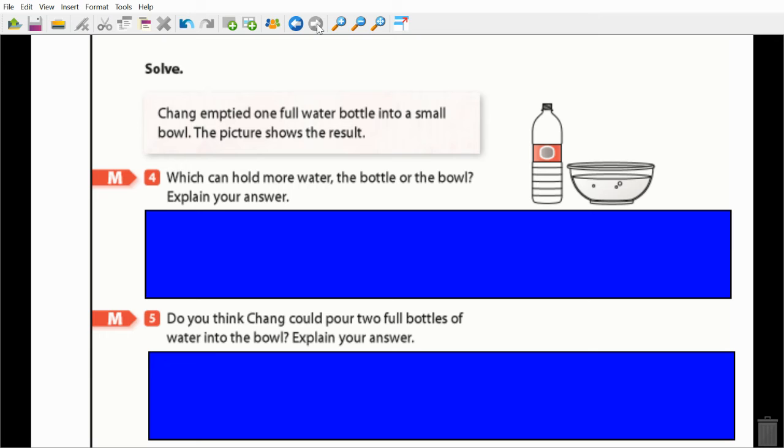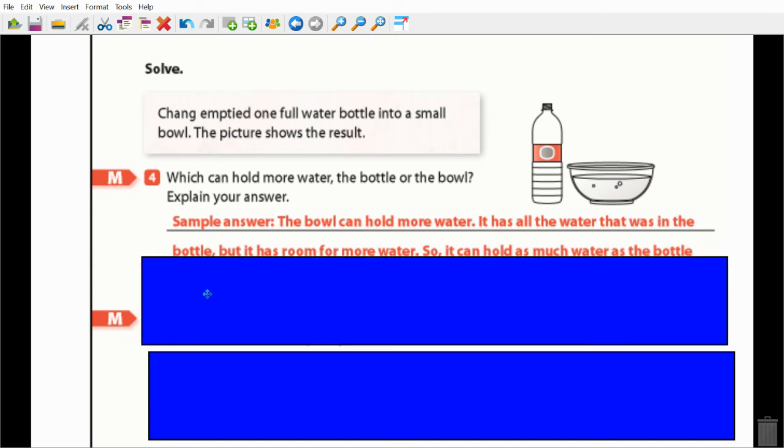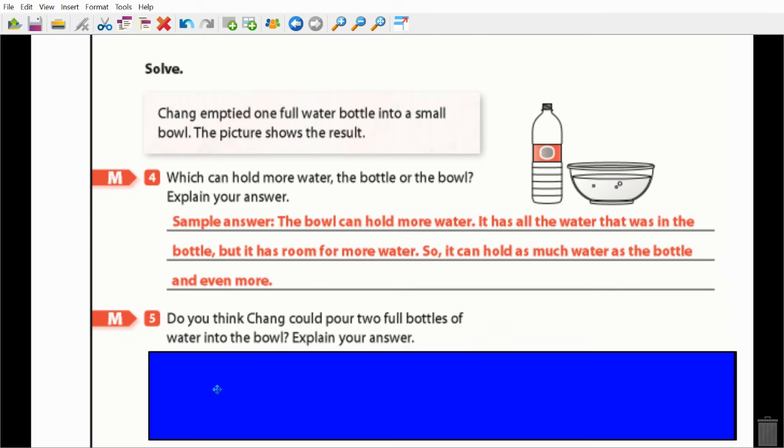All right? Looking at question number 4, Chang emptied 1 full water bottle. Here's her water bottle into a small bowl. Here's her bowl. The picture shows the result. Which can hold more water, the bottle or the bowl? Explain your answer. Well, we need to think about the fact that the bottle was full. And then let's look at our picture. Is the bowl full? No, it's not. So since the bowl is not full, the bowl can hold more water. It has all the water that was in the bottle, and it has room for more water. So it can hold as much water as the bottle and even more. Okay.